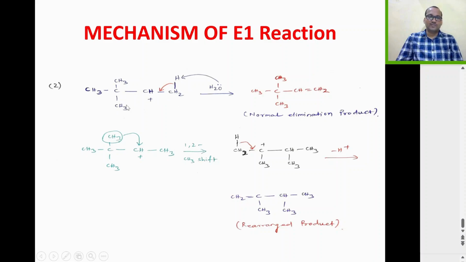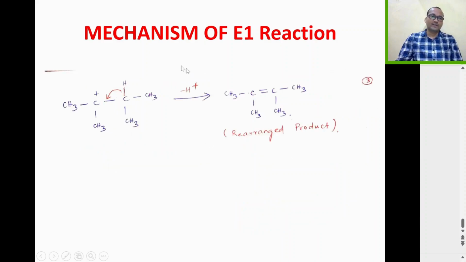So what would happen once we generate this carbocation? There is the possibility that water will take this proton and this C-H bond will come here, so you will get this normal elimination product. Another possibility is that this methyl group can migrate to this carbocation center. As a result, you generate a carbocation here. That is called a 1,2-methyl shift. Again, loss of a proton from this methyl group gives rise to this alkene, which is the rearranged product. And there is another possibility, that loss of this proton gives rise to another rearranged product, this one.